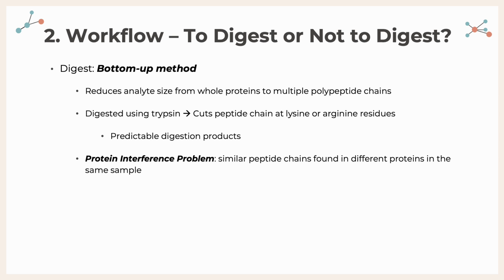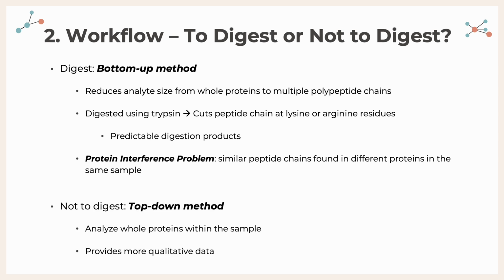Now, we have something called the protein interference problem. Let's think about it for a minute. If you have a bunch of proteins in the sample and you chop all of them up, you might have similar chains, right? And so this is one of the issues with the bottom up method, is that we encounter the fact that some peptide chains can be found in different proteins in the same sample. We'll talk about how to work around and any solutions to the protein interference problem later, but right now just keep that in the back of your head.